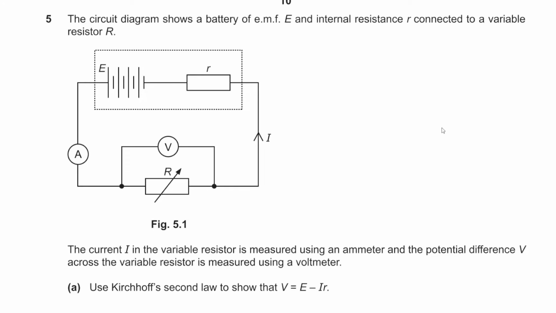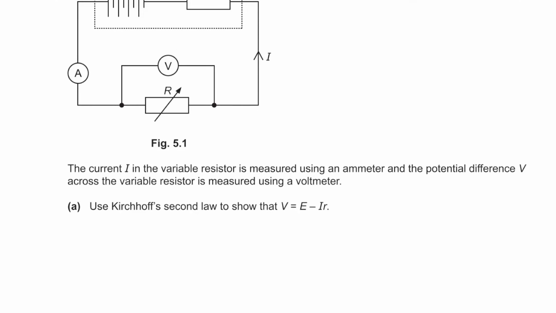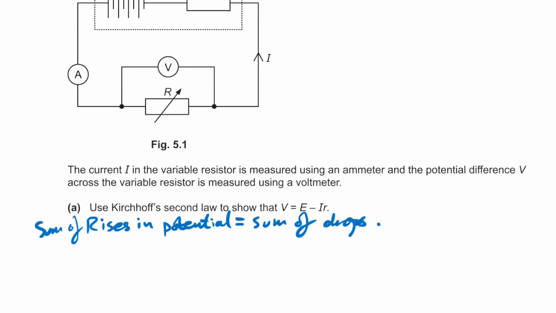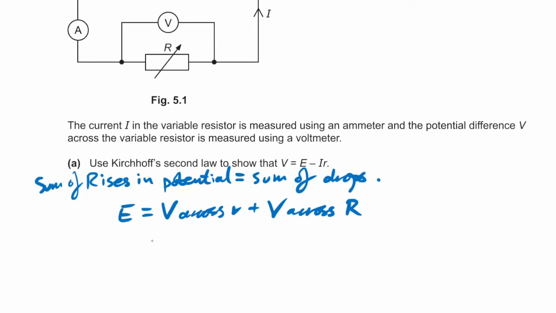Okay, so question 5, we have EMFs and all that jazz. What are we being asked? Use Kirchhoff's second law to show that V is equal to E minus IR. Kirchhoff's second law, of course, is total rises in EMF, rises in PD, equals, we probably should say sum of, equals sum of drops. So therefore we can say that EMF is equal to V across R plus V across R. And so that's equal to E minus IR. Couldn't be easier.